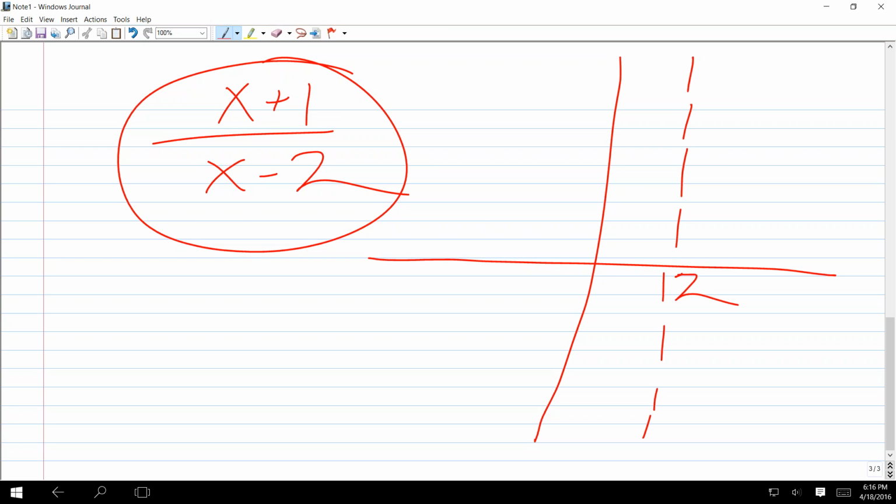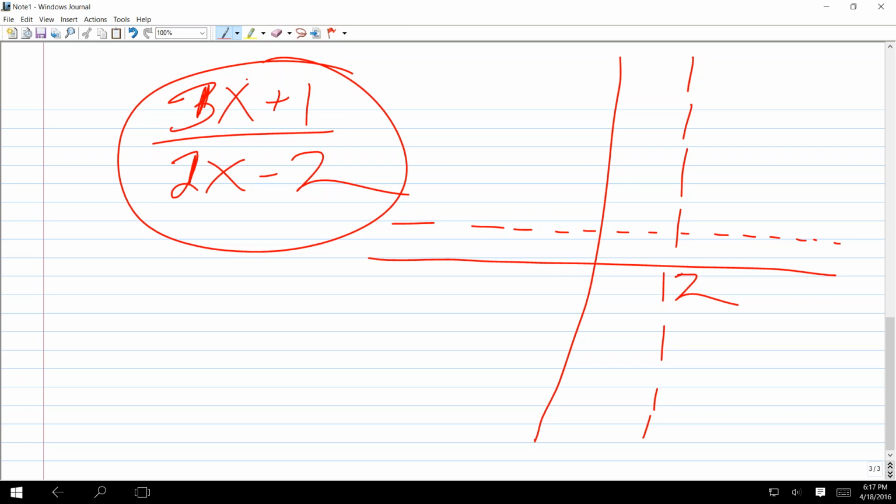What's the horizontal asymptote? It's the ratio of the coefficients of the highest. If the x is the same degree in top and bottom, then the horizontal asymptote comes at the ratio of their coefficients. In other words, 1. If that was a 3x plus 1, then the horizontal asymptote would be at 3. If that was 3x and that was 2x, the horizontal asymptote would be at 3/2. So it's just the ratio of those coefficients.